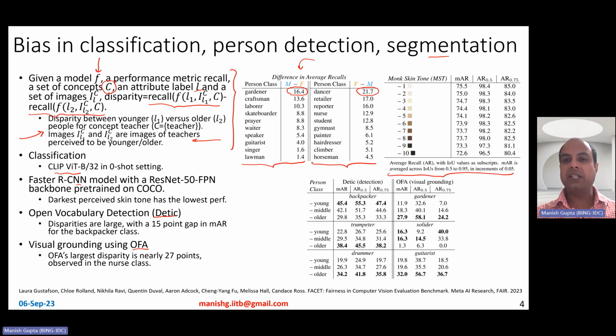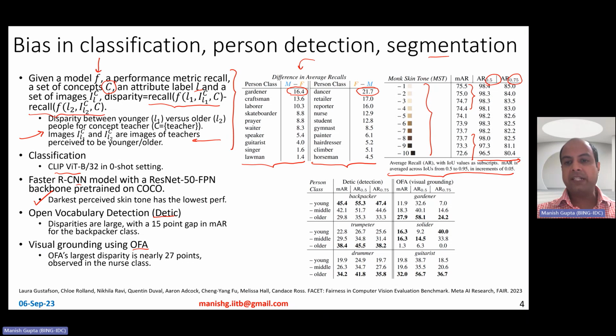Now on person detection, essentially, we look at bias from a skin tone perspective. And what you observe is that typically the scores are much better for lighter skin tones and lower for the darker skin tones. And this is consistently observed across different IOU values for average recall, right? So what is observed overall is that for person detection with the Faster R-CNN model, ResNet-50 FPN backbone, the darkest perceived skin tone has the lowest performance, actually, right?